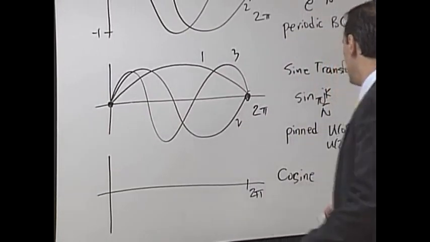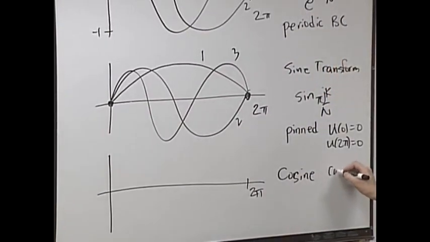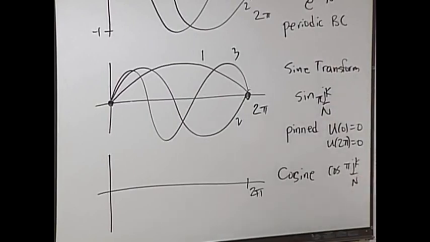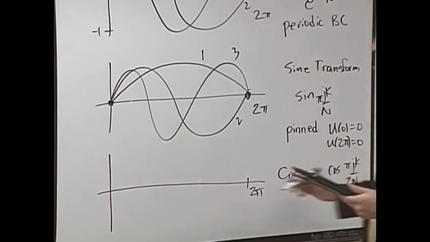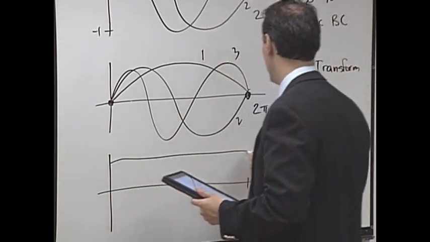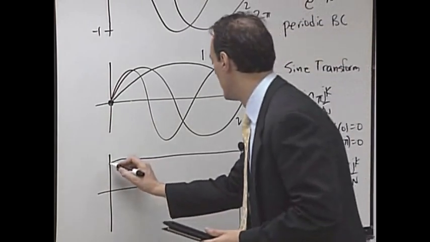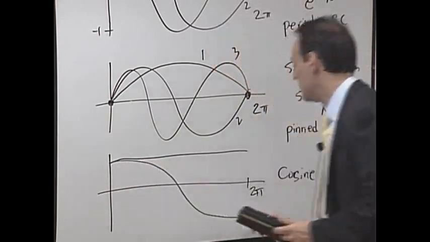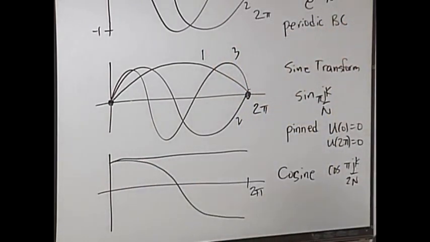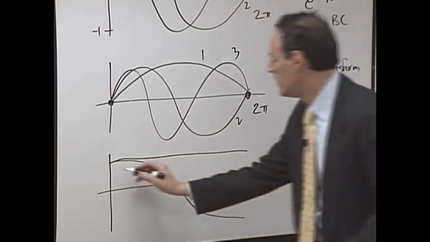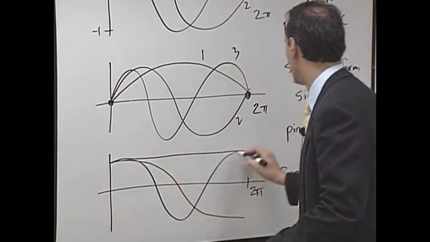Cosine, again, cosinus, and there you have the cosine of pi j k over n as your kernel. And actually here we put a 2 on the bottom. We're going to do half angles. And then the first mode is a DC component. Second mode, cosine half, it's like that. Third mode, like that.